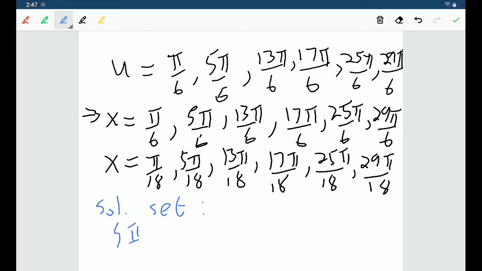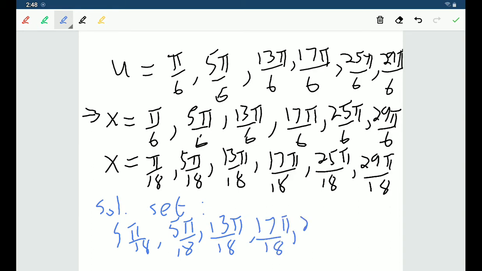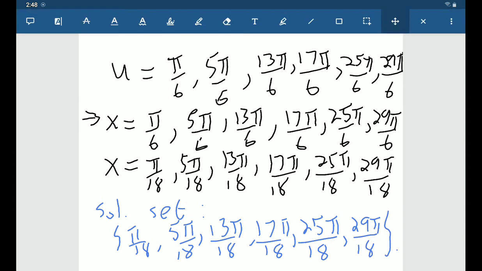So pi over 18, 5 pi over 18, 13 pi over 18, 17 pi over 18, 25 pi over 18, and 29 pi over 18. Wonderful. So I'm just going to recap this before we do one more example.